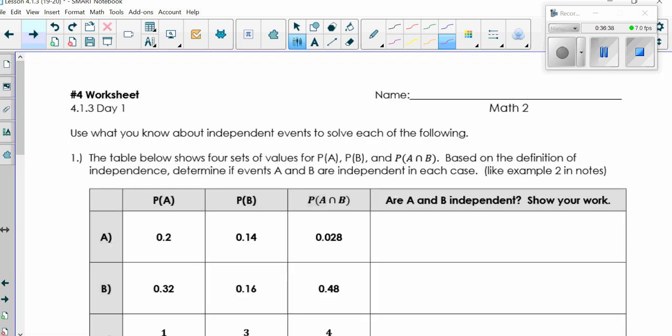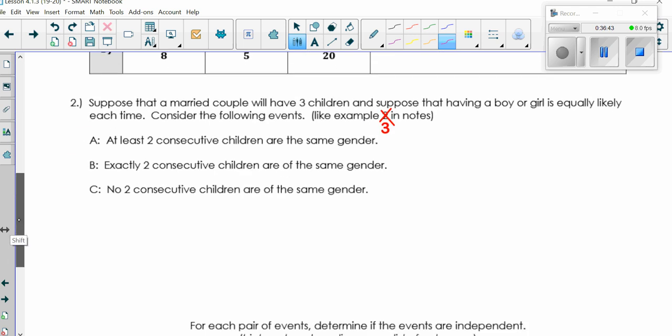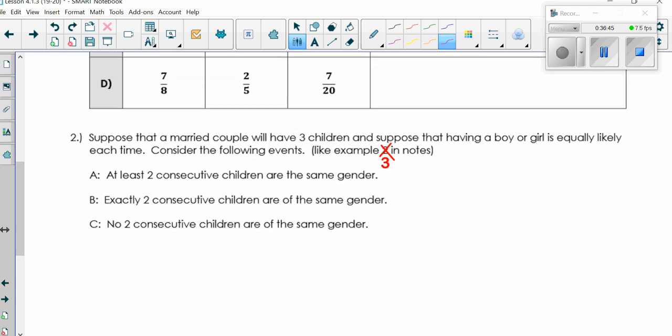Okay, there's one thing I want you to change in your homework before you shut this off. So you're going to grab worksheet number 4 from the sub. On the bottom here at number 2, it says, suppose that a married couple will have 3 children, and suppose that having a boy or girl is equally likely each time. Consider the following events. This should say like example 3 in the notes, not 2. This is just like flipping a coin, because flipping a coin 3 times, that was 3. Flipping a coin 3 times is heads or tails. If you have 3 children and it's just as likely that you have a girl or a boy, then that would be the same thing, like heads, tails, boy, girl.